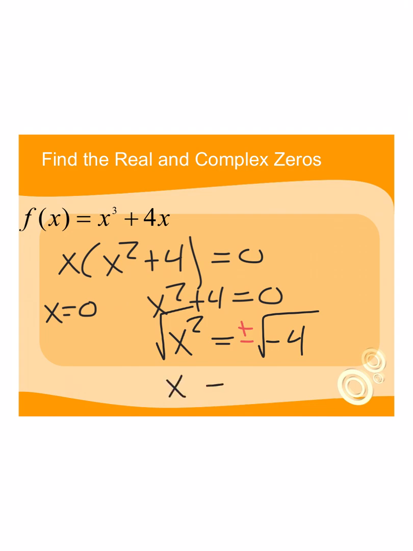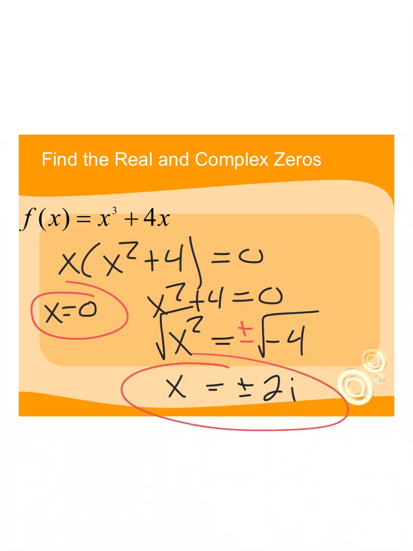And when I simplify the right side, I get plus or minus the square root of negative 4, which is going to be plus or minus 2i. So now I have been able to capture all of my zeros. I have my real zero of x equals 0, and then I have my complex or imaginary zeros where x equals plus or minus 2i. And if I look at the original function, the degree was x cubed, and I have 3 zeros. I have 1, and then this plus or minus gives me the other 2 for a total of 3 zeros. So we can very quickly check to make sure that our work at least checks out with our polynomial.